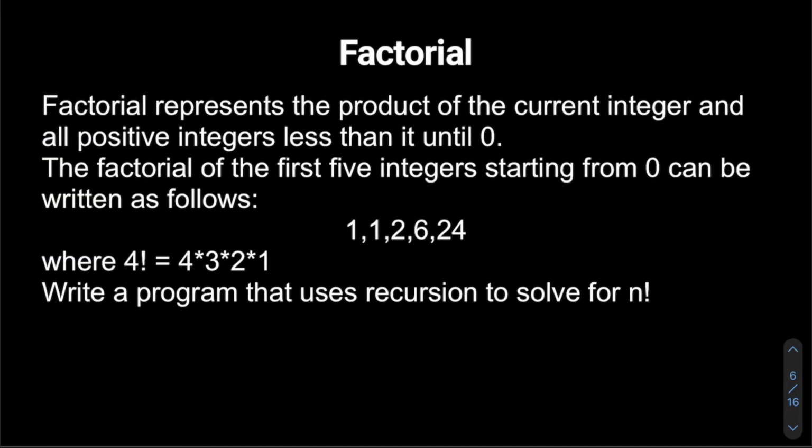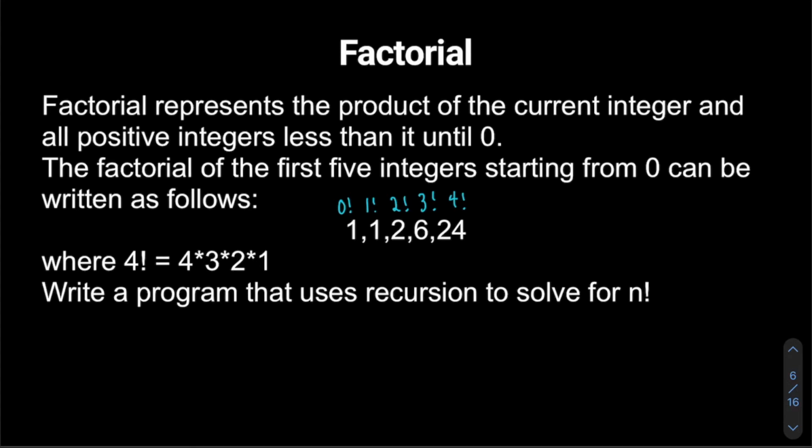So I think it's worth talking about an example. I think examples really help seal your understanding of recursion. So let's talk about factorial. Factorial is a way to represent the product of the current integer and all positive integers less than it until 0. So the factorial of the first 5 integers starting from 0 can be written as follows. So this would be 0 factorial, and we'll get into why soon. This would be 1 factorial. This is 2 factorial, 3 factorial, and 4 factorial.